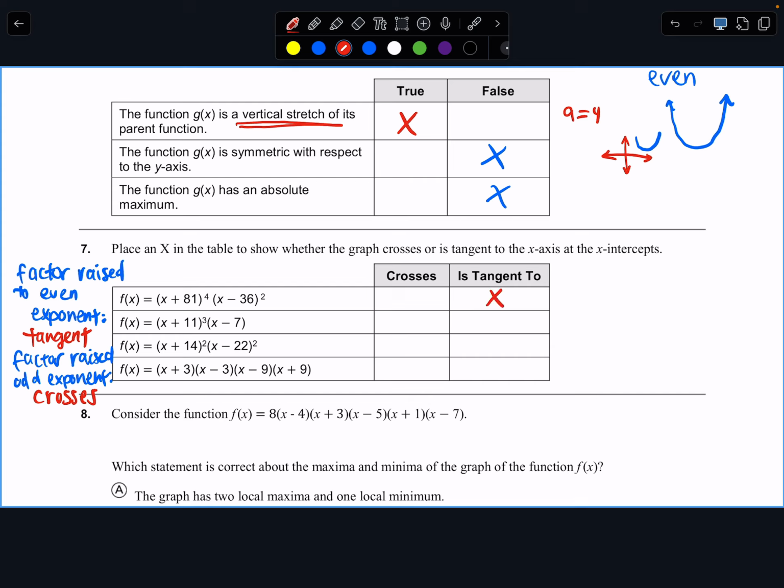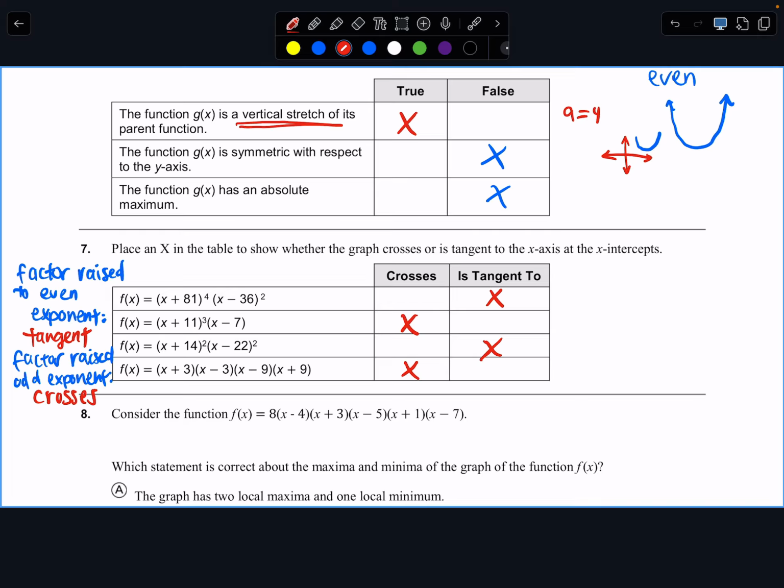Next line. What kind of exponents do I have there? Even or odd? Odd. Crosses. Good. Next one. Even or odd? Tangent or crosses? It's easy when you remember that fact, okay? And then finally, when we have odd exponents for the last one, tangent or crosses? Crosses. Factor raised to odd exponent.